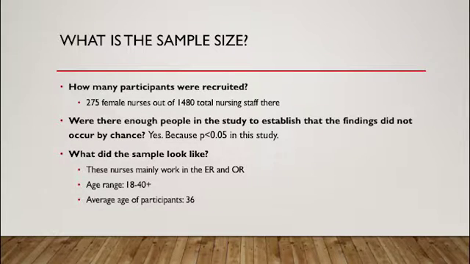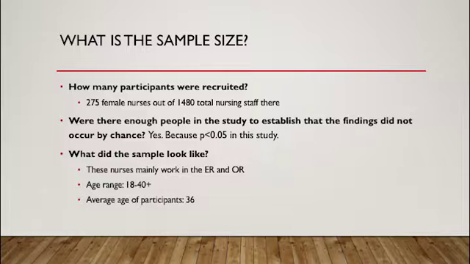What is the sample size? How many participants were recruited? 275 female nurses out of 1,480 total nursing staff who were working there. Were there enough people in the study to establish that the findings did not occur by chance? Yes, because P was less than 0.5 in this study.